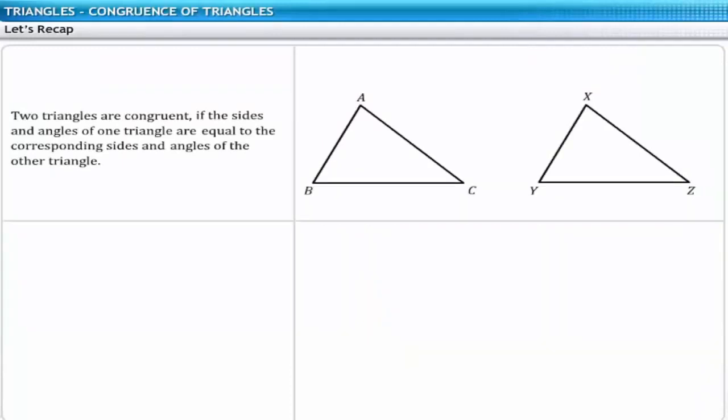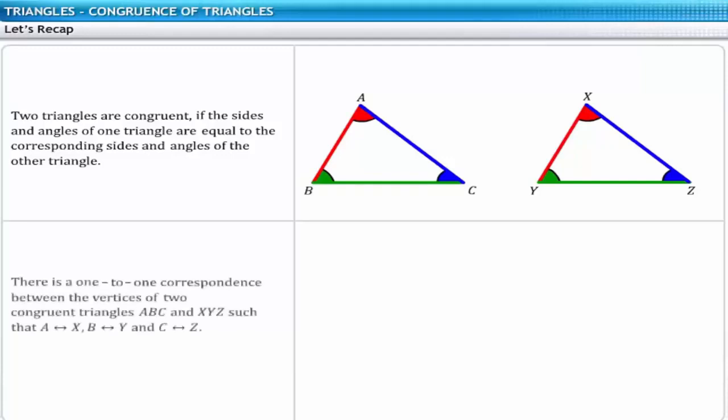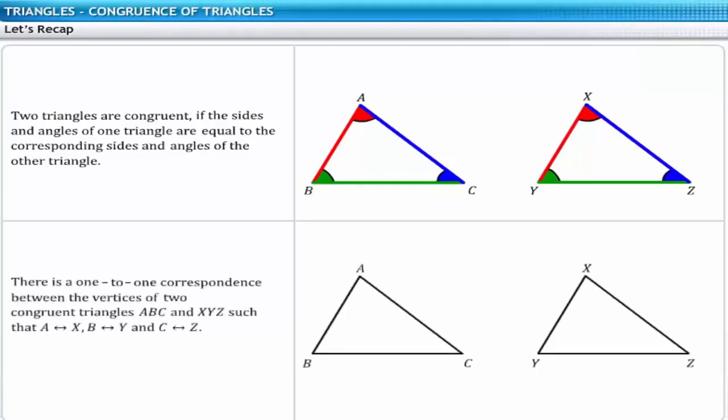Let's recap. Two triangles are congruent if the sides and angles of one triangle are equal to the corresponding sides and angles of the other triangle. There is a 1-to-1 correspondence between the vertices of two congruent triangles ABC and XYZ, such that A corresponds to X, B to Y, and C to Z.